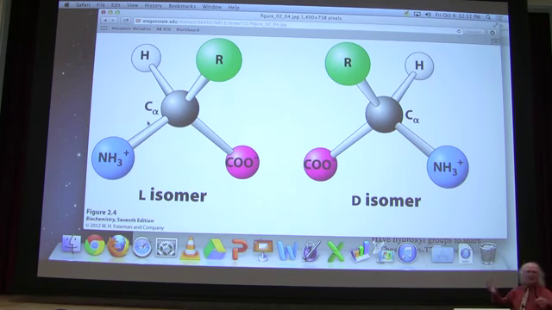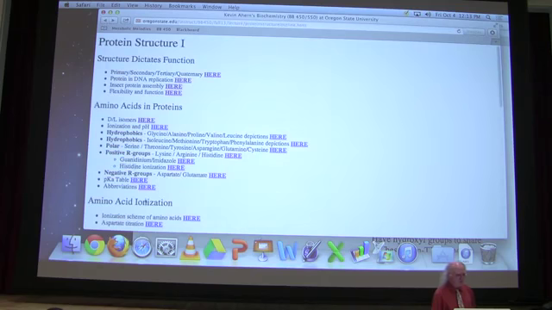There's nothing magical whether it's D or L. On Earth, it's L. It could be D somewhere. But the question is, is there a bias? And answering that question is a very cool thing. So far, we haven't found meteorites that have that bias, but remember, we're a small portion of the universe.